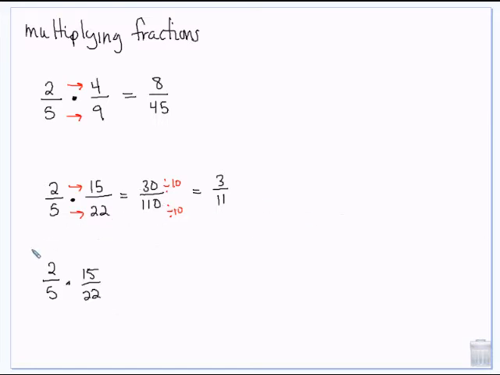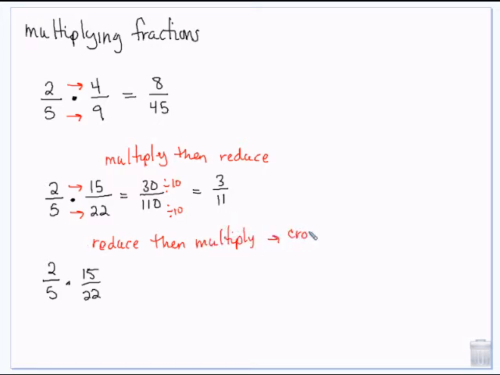Or if you want, you can, so this is multiply, then reduce. Or you can reduce and then multiply. Okay, and by doing that, you're going to cross cancel. Okay, I'm going to look at 2 and 22. Like they're across from each other, like in an X. 2 and 22 both divide by 2. So I'm going to divide each of these by 2, and I'm going to get 11 and 1.